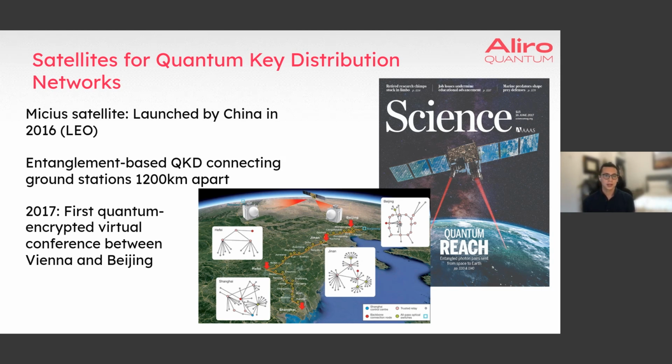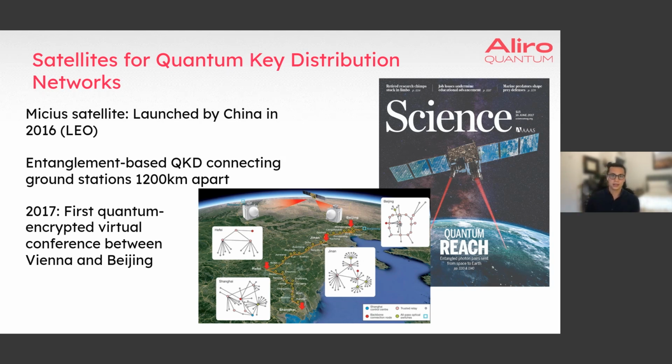So there was a landmark experiment done in 2016 with the Micius satellite that was launched by China, and they were able to demonstrate entanglement between two distant ground stations in China, about 1,200 kilometers apart. In 2017, they used this satellite to do the first quantum encrypted virtual conference between Vienna and Beijing. So really cool application, and it made a big splash in the quantum community, but also the broader science community. It made the front cover of Science here.